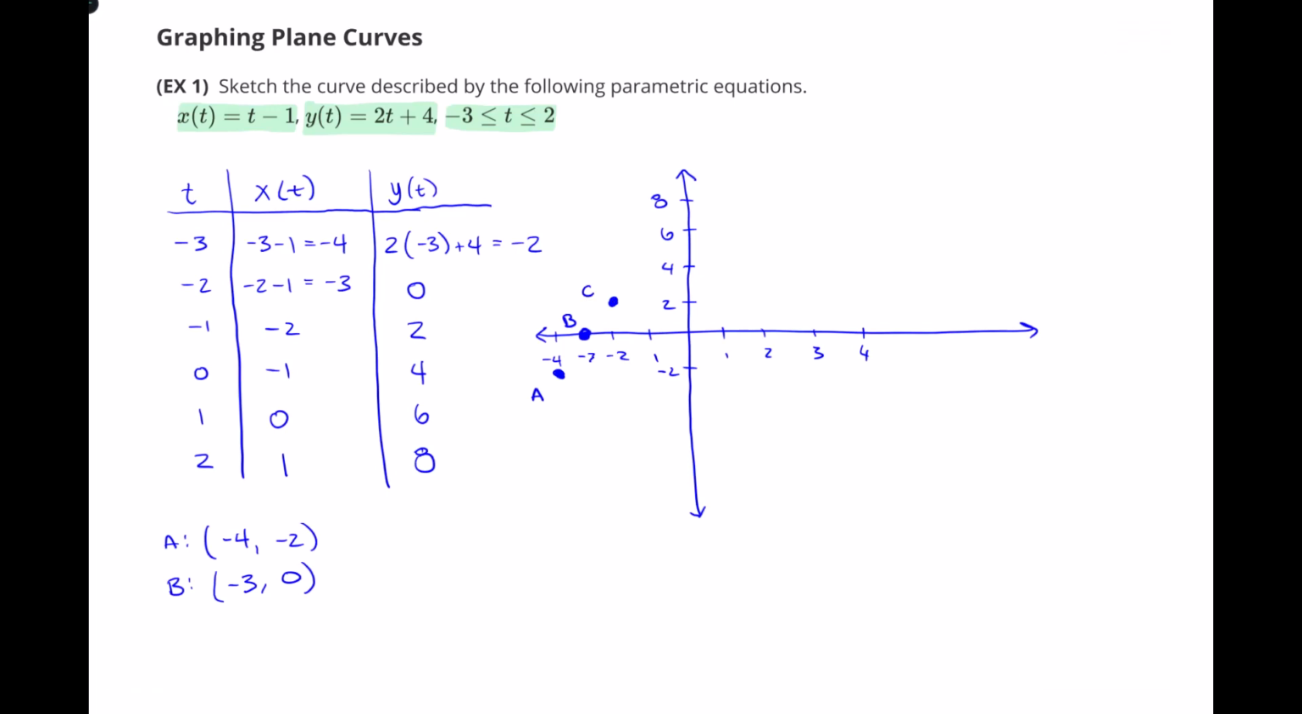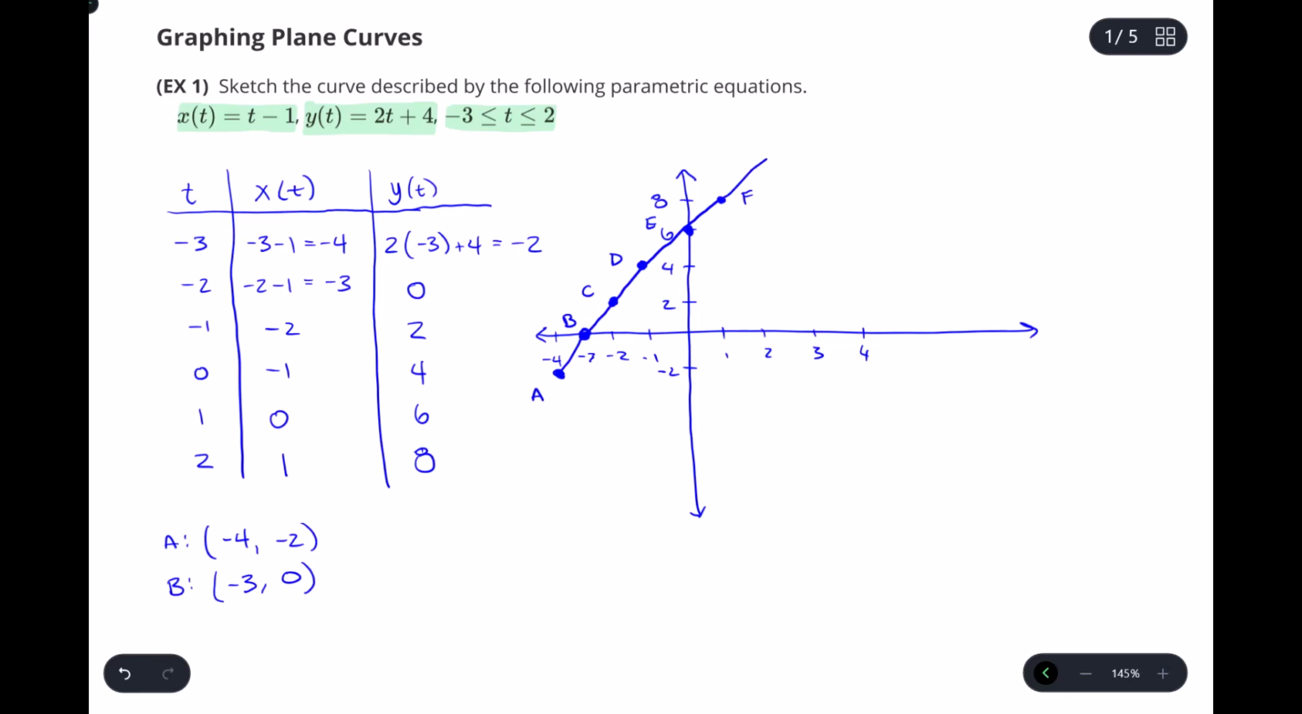And then point D would be at -1, 4. So that's right there. And then 0, 6, we'll call that point E, and finally point F is at 1, 8. Now, normally I would draw this graph and continue on to infinity, but my scale stops when t gets to 2. So this ends here. So it's really just this line segment that I'm graphing here.